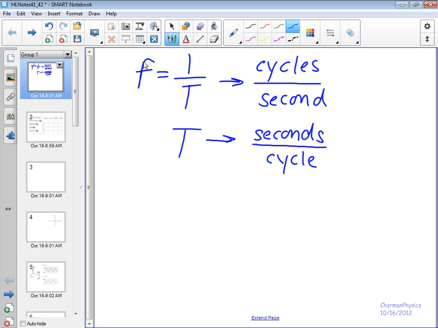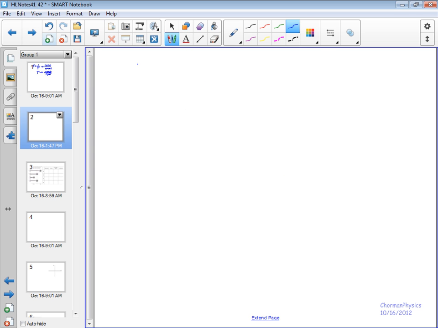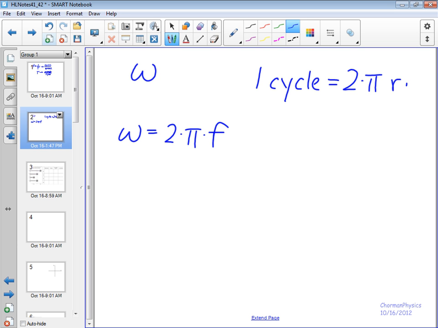Now, there's another term here, angular frequency, that you guys are going to need to know. Angular frequency is given by the symbol lowercase omega, all right? And what angular frequency is, is how many radians are being completed every second. So we know that in one cycle, we go through 2 pi radians.